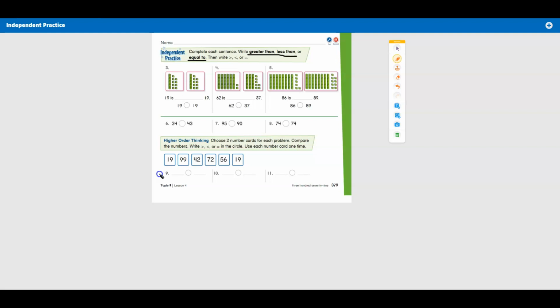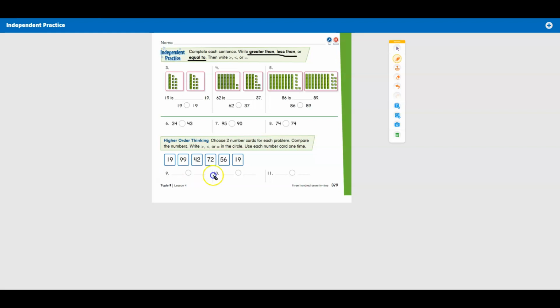Number 9 is a higher order thinking question. It says, choose 2 number cards for each problem. Compare the numbers. Write greater than, less than, or equal to in the circle. Use each number card 1 time.